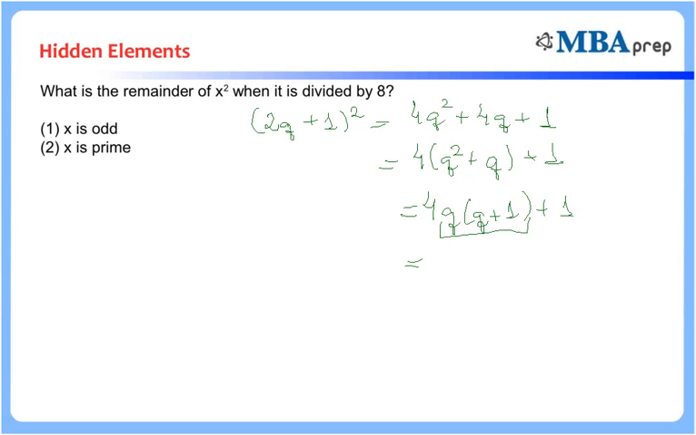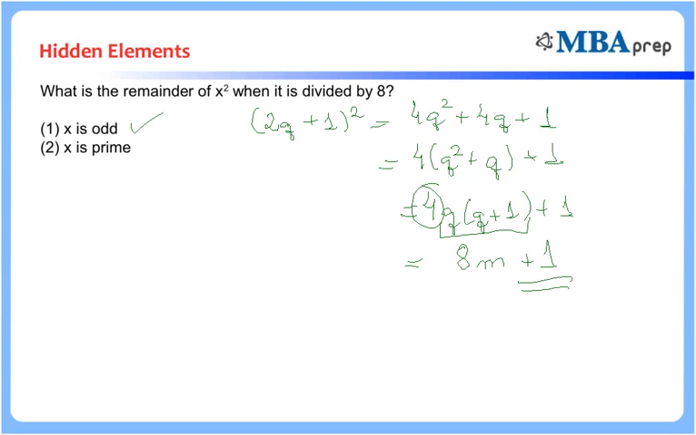So, the product of two consecutive integers is even, times 4. It's 4 times an even number, which is a multiple of 8. So 8 times another number, I'm going to call m, plus 1. So the remainder is 1. The first one, sufficient. The second one, x is prime.